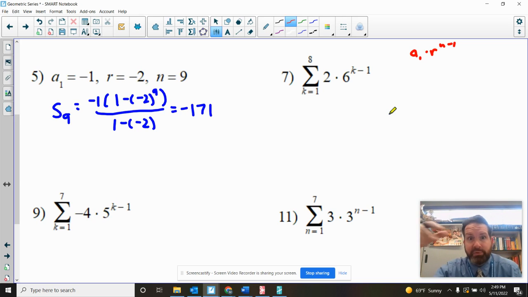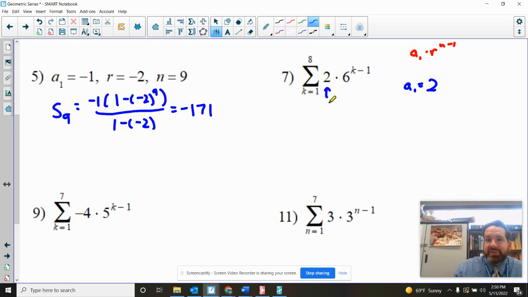That's the setup for a geometric sequence. These are therefore geometric series. So how do we break it down? We break it down like this. Your first term you get by putting a 1 in for the k in this case. 1 minus 1 is 0. 6 to the power of 0 is 1. 1 times 2 is 2. It's not a coincidence that this number ends up being what your first term is.